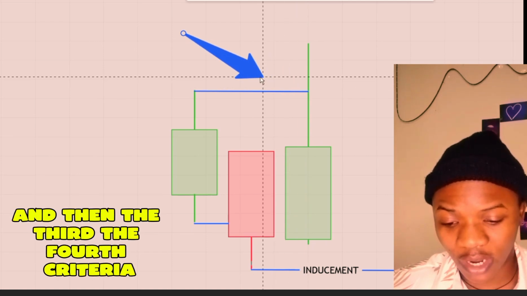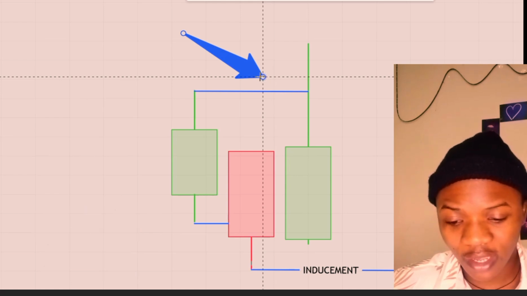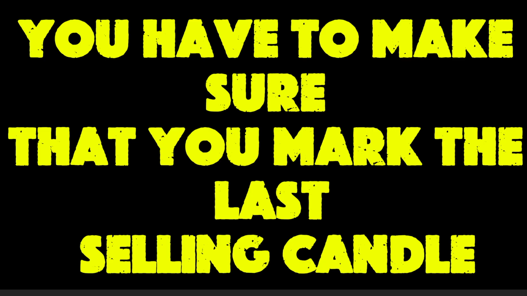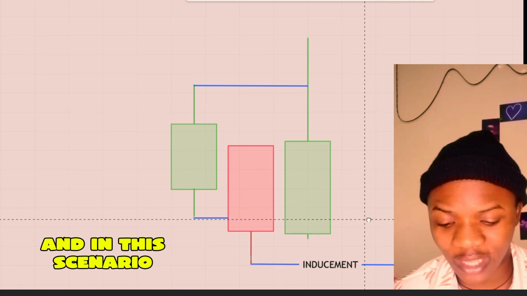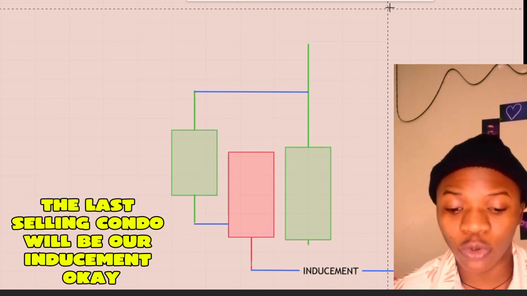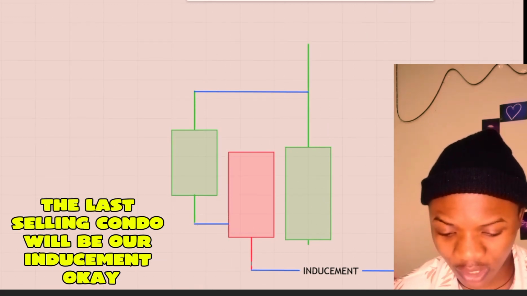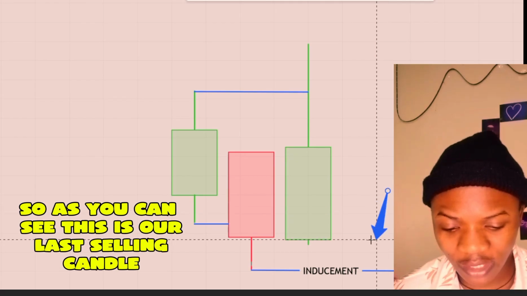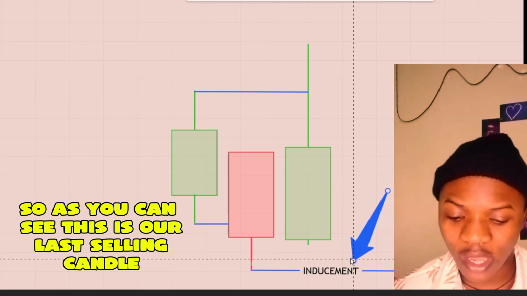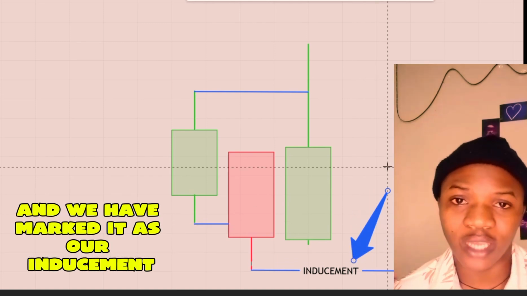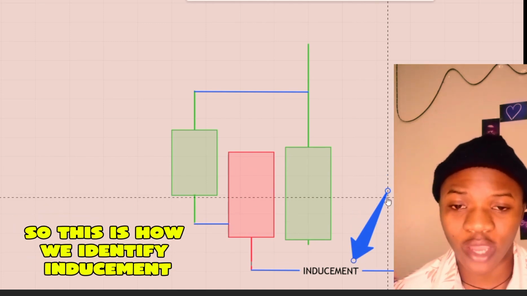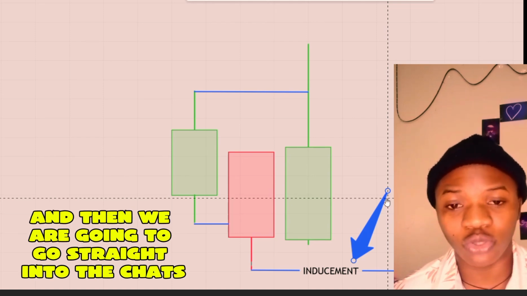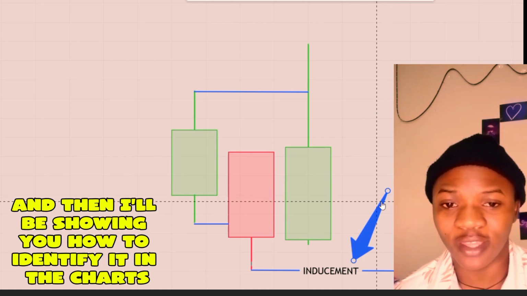And then the fourth criteria, you have to make sure that you mark the last selling candle, and in this scenario, the last selling candle will be our inducement. As you can see, this is our last selling candle, and we have marked it as our inducement. So this is how we identify inducement, and then we are going to go straight into the charts, and I'll be showing you how to identify it.